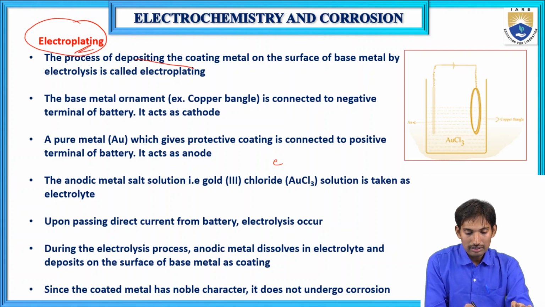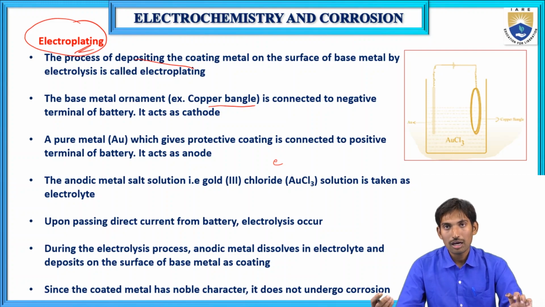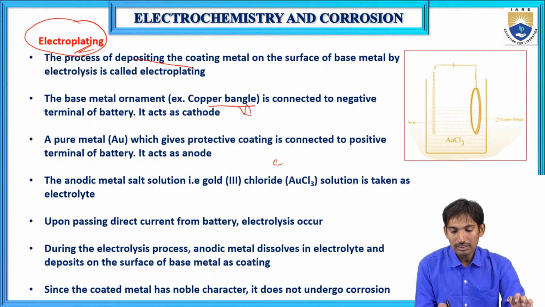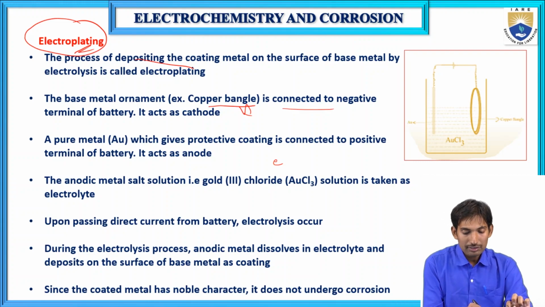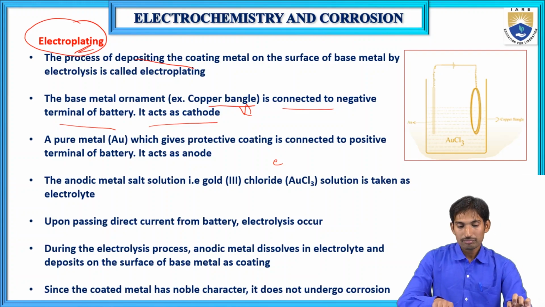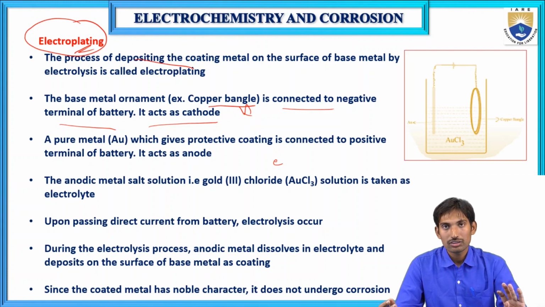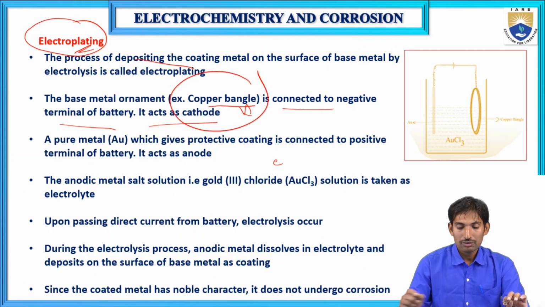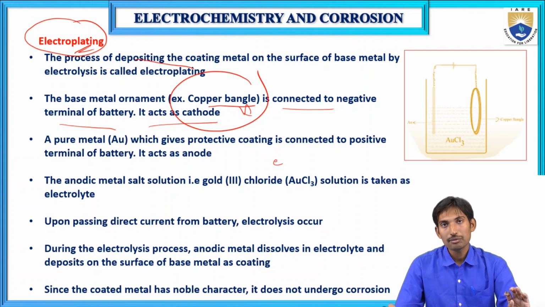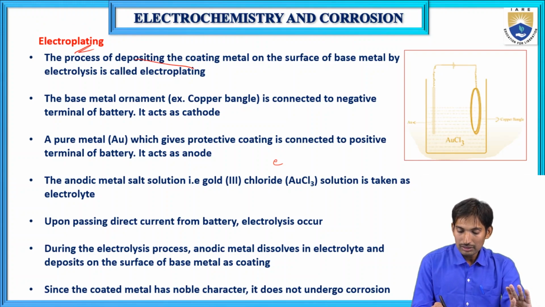Let's take the base metal as an ornament, that is, a copper bangle. We have to protect our copper bangle from corrosion by using the negative terminal of the battery to act as cathode. So in electroplating of copper, our base metal acts as cathode. For that purpose we are taking a copper bangle as the base metal. So the copper bangle should be protected. How can we protect this copper bangle?